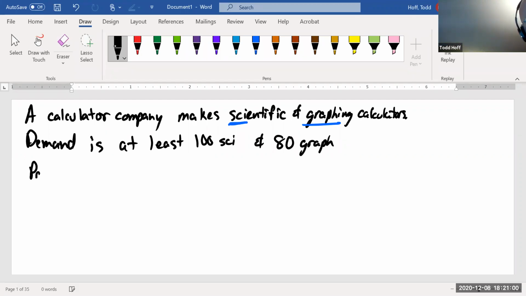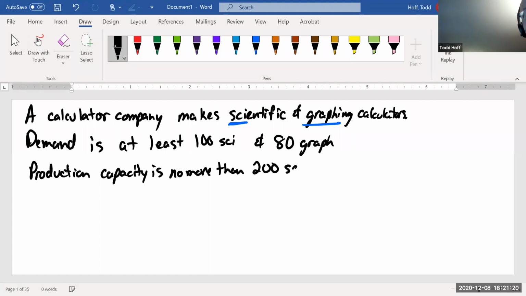Production capacity is no more than 200 scientific and 170 graphing per day. So we cannot produce more than 200 scientific or 200 graphing calculators in a single day.